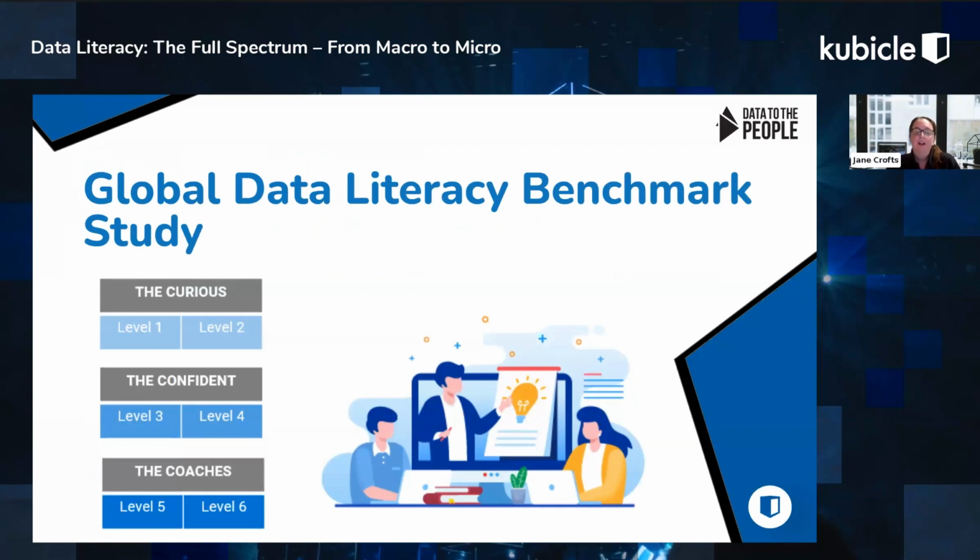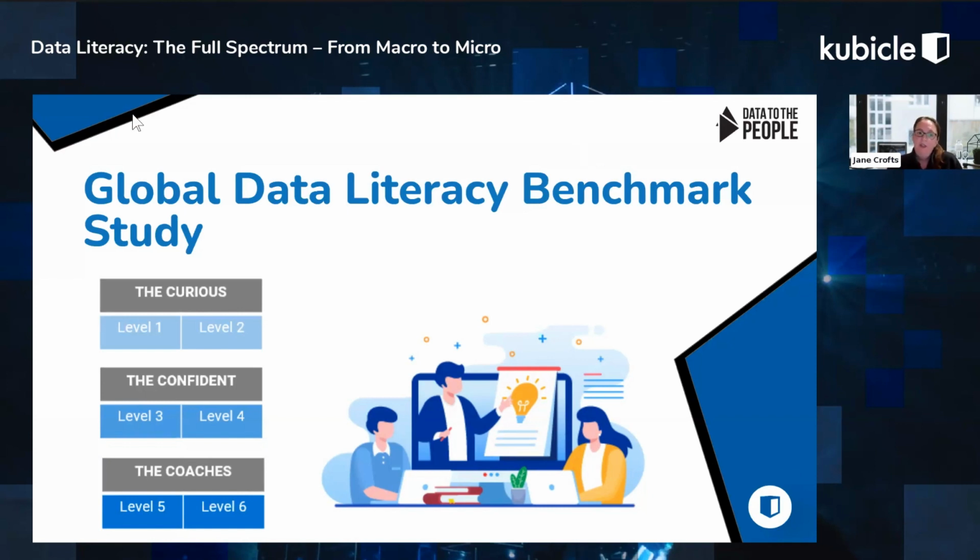So we talk about the curious, the confident, and the coaches, and certainly recognizing that within any organization, we need to have a mix of all 3. We need to have those curious and wanting to develop their skills. We need to have the confident who are able to work independently, who are able to demonstrate competencies that do not require instruction or guidance from others.